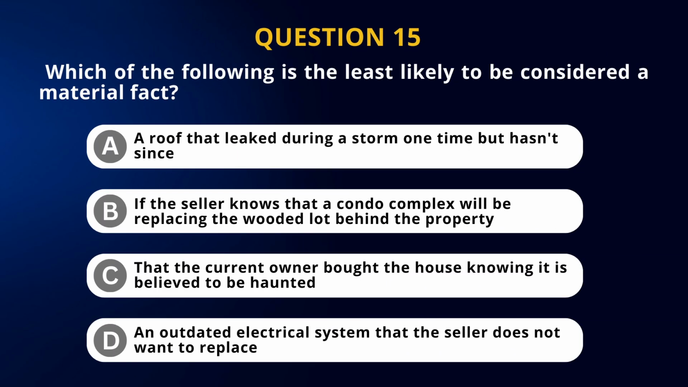Question number 15. Which of the following is the least likely to be considered a material fact? Letter A, a roof that leaked during a storm one time but hasn't since. Letter B, if the seller knows that a condo complex will be replacing the wooded lot behind the property. Letter C, that the current owner bought the house knowing it is believed to be haunted. Letter D, an outdated electrical system that the seller does not want to replace.